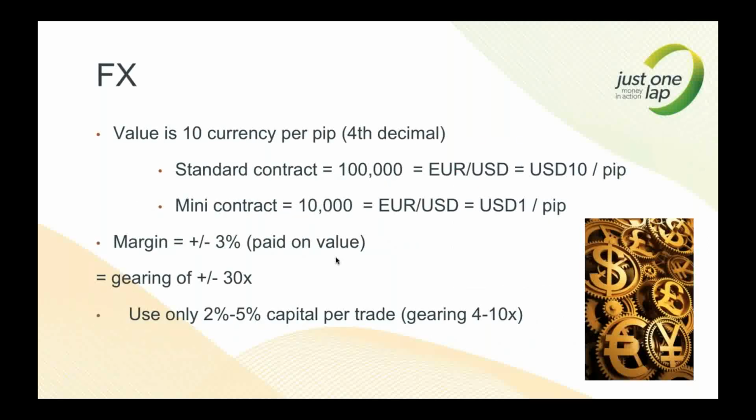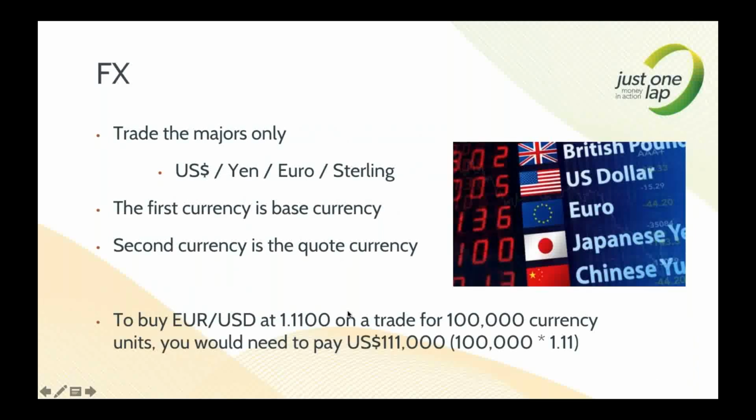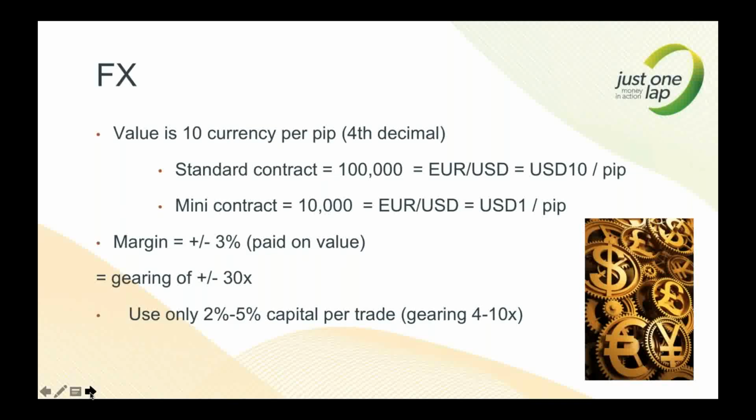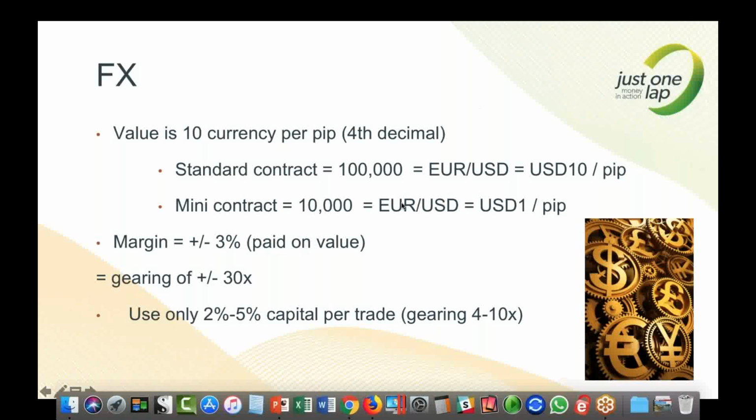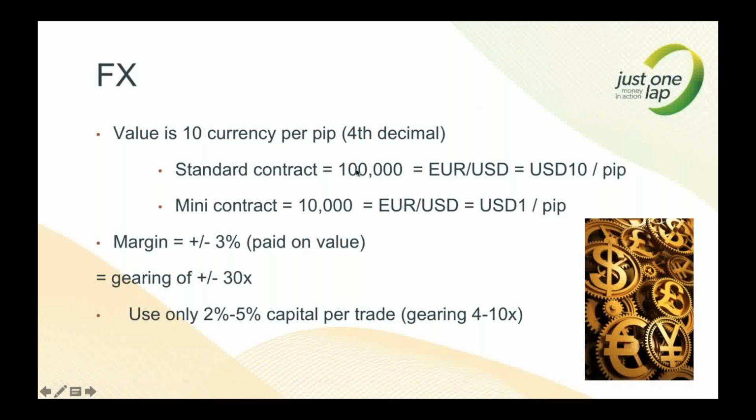The value here is 10 currency per pip. Remember, we're working currencies down to that fourth decimal place, 1.1100. If that goes from 1.1100 to 1.1101, that 1 pip move is going to be some profit or loss if you were short in the position. So value is 10 currency per pip, which is fourth decimal, and that's where we got to that number on the previous screen. So standard contract is 100,000, and in essence, therefore, it's 10 US dollars per pip.